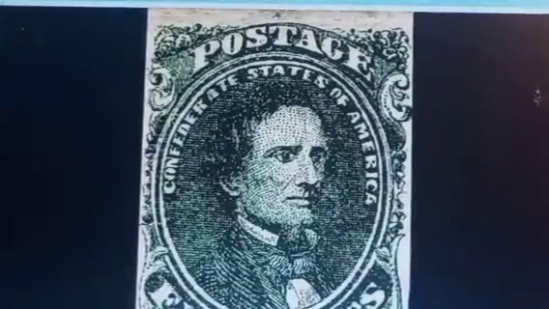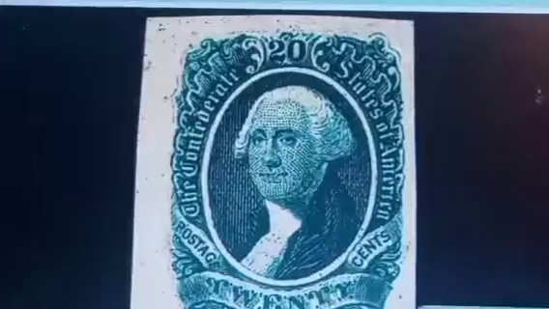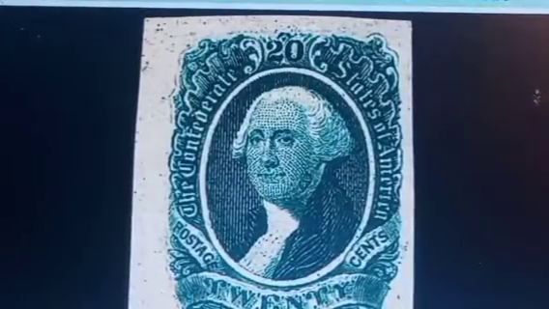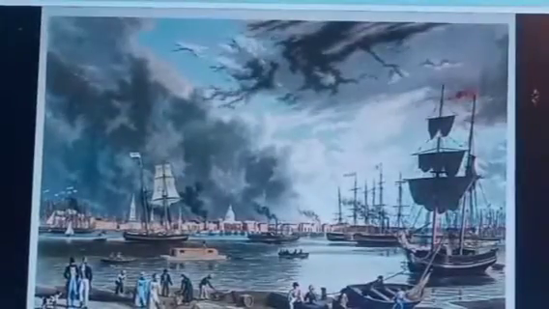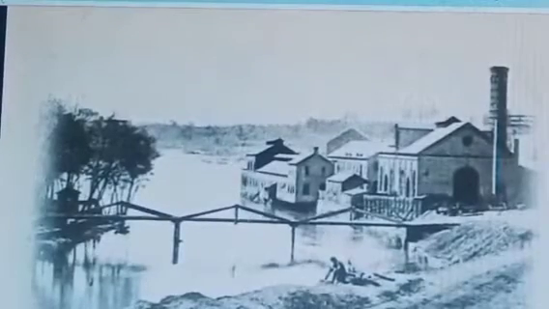Jefferson Davis, 5 cents, the first stamp, 1861. Andrew Jackson, 2 cents, 1862. George Washington, 20 cents, 1863. New Orleans in 1841. This is in Richmond, where the Confederacy made heavy guns.